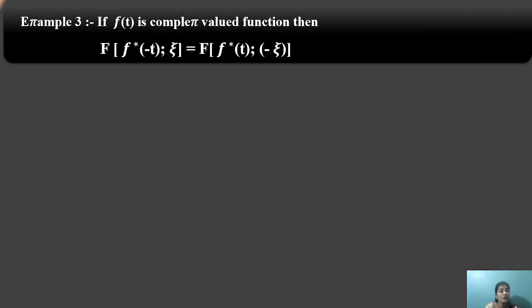Next is the third example. If f(t) is a complex valued function, then the Fourier transform of f star of minus t at xi equals the Fourier transform of f star at minus xi, conjugated. This is a very complicated form, but it will be solved in complex form.